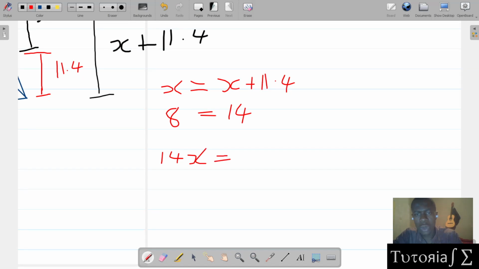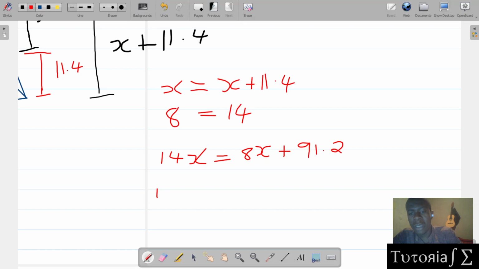14x is equal to 8 times x. That is 8 times x. So 8 times x, we are going to get 8x, and 8 times 11.4, we're going to get 91.2. So from here, we group the like terms.